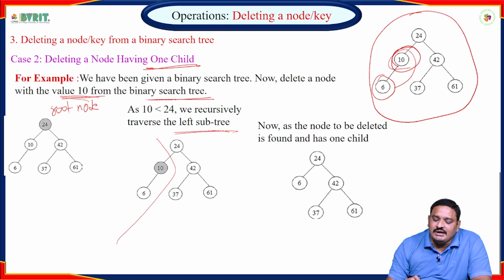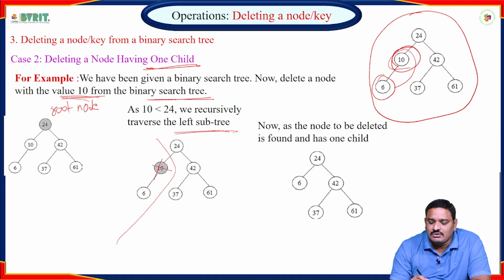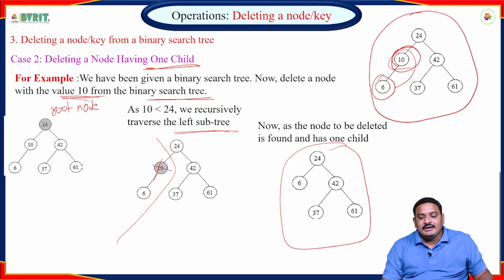Now the node to be deleted is found. This node will be deleted. After deleting this node, finally the tree looks like this. This is deleting a node from the binary search tree. That is the second case.